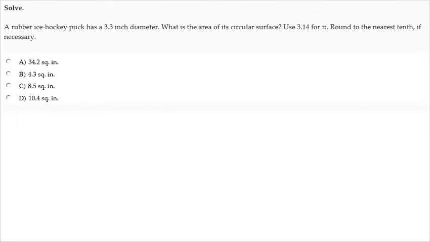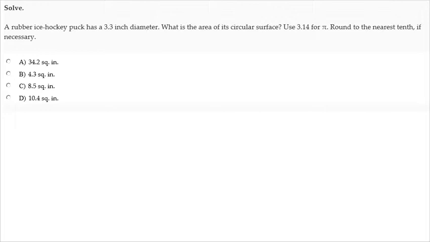Solve. A rubber ice hockey puck has a 3.3 inch diameter. What is the area of its circular surface? Use 3.14 for pi. Round to the nearest tenth if necessary.